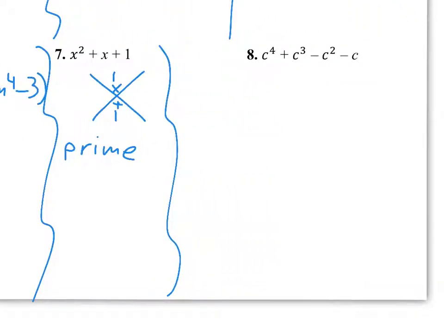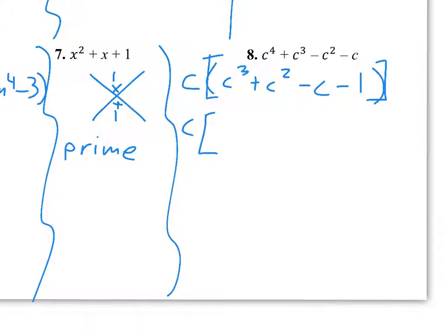Okay, on number 8, there's clearly a GCF of C, so I'm going to take out the GCF from everything. C cubed plus C squared minus C minus 1. And now I'm going to do factoring by grouping. And I'm going to change this to brackets just so we could keep the GCF separated from it.